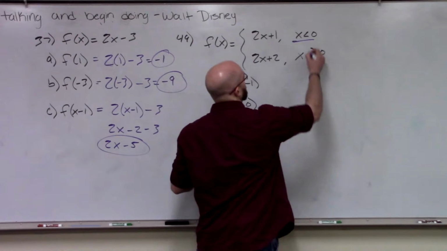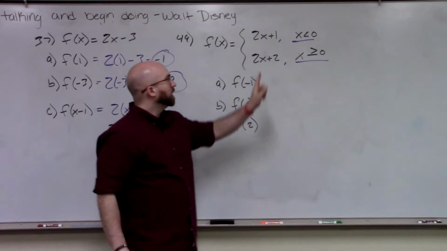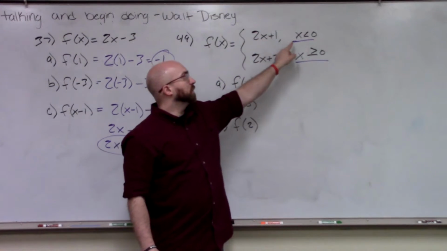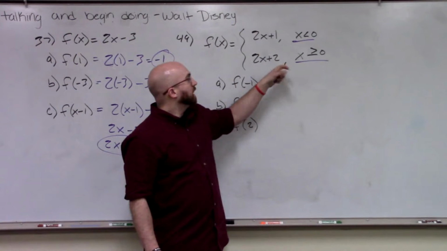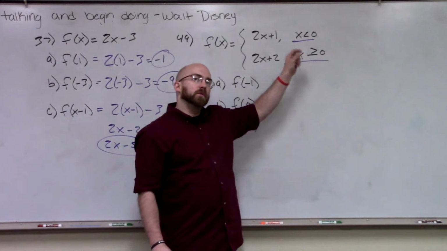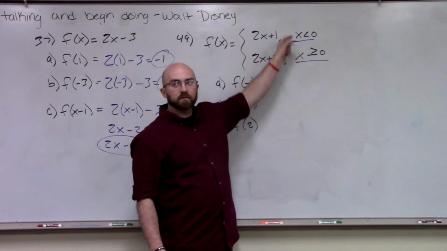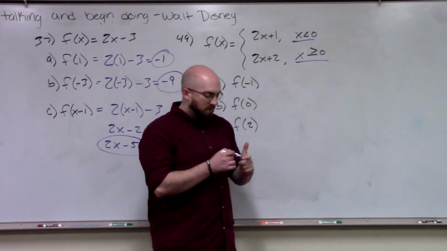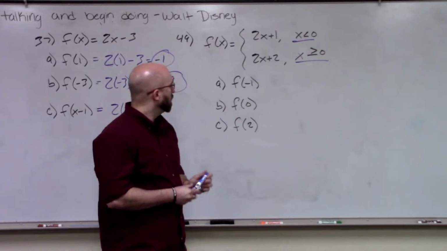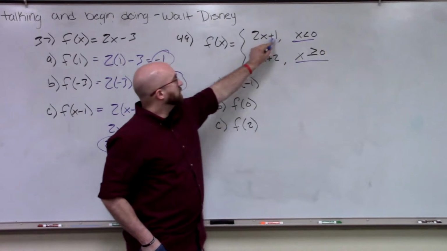These right here are the domain, or a set of values. So you're saying, this function, 2x plus 1, you only use when x is less than 0. And you only use 2x plus 2 when x is greater than or equal to 0. So you have to look at the value, look at our set of restrictions, and evaluate. So when x equals -1, it's not greater than or equal to 0, it's less than 0, so I'm going to use this equation.